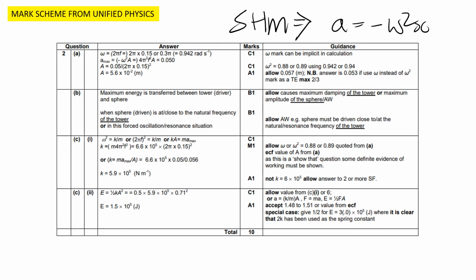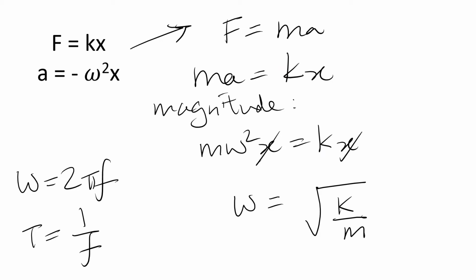Now for this question, part C, you know that F equals kx, and you know that a equals minus omega squared x. And you also know that F equals ma. So we can equate ma with kx. Just taking the amplitude for the moment, so ignore the minus. Because you know that a equals omega squared x, you put m omega squared x equals kx, you equate them together. And then you rearrange for omega, you get omega equal to square root of k over m.